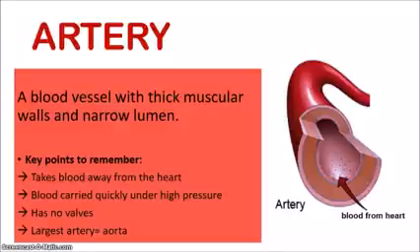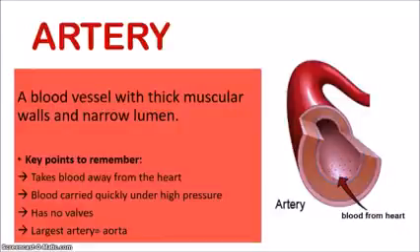So you can relate this feature to the structure. The thick muscular walls are going to help withstand that high pressure, and the narrow lumen is what actually helps to maintain that high pressure. So that high pressure blood flowing through allows the blood to flow quickly, and the thick muscular walls are going to help withstand that high pressured blood.